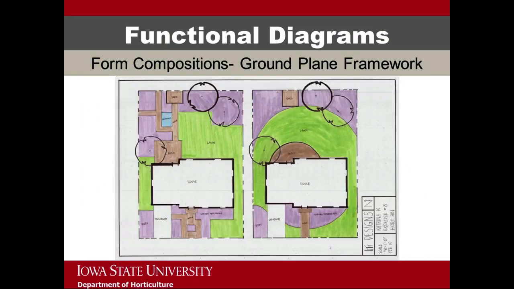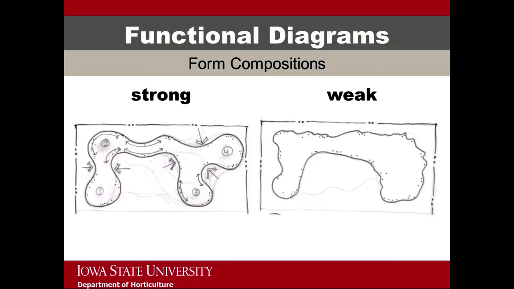Here is another example of two different form compositions using the same organization and layout from the bubble diagram. You want to make sure that your form compositions have strong lines and defined spaces.